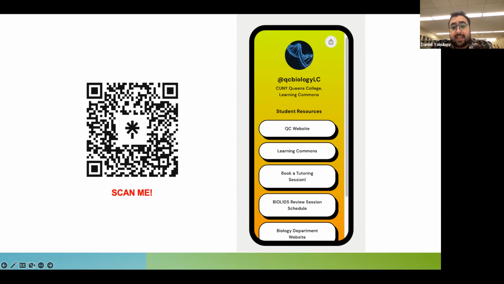Yes. So you can scan the QR code and then click on the book the tutoring session button, and then it'll take you to the booking app. But it's not active just yet.